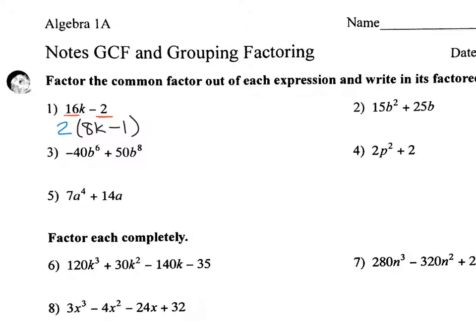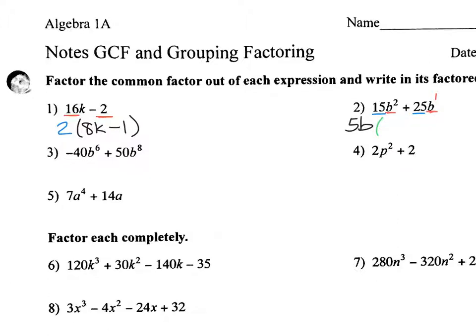Here we have common variables. They both have a B. However, this one only has 1 to give me. So the most I can take out is a single B. Even though the first one has 2, I can't take 2 out of the second one. I also have to look at the numbers, 15 and 25. What's the biggest thing that'll go into 15 and 25? Well, it's 5. So I take all that out, then I write what's left, and then I do reverse distributive.